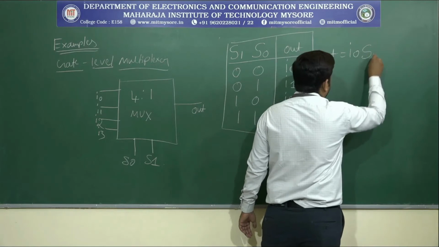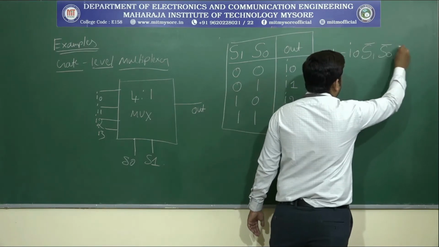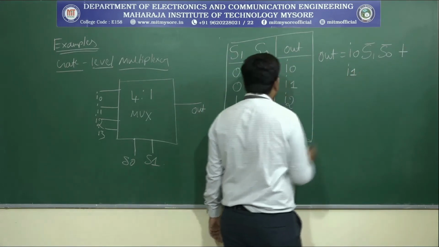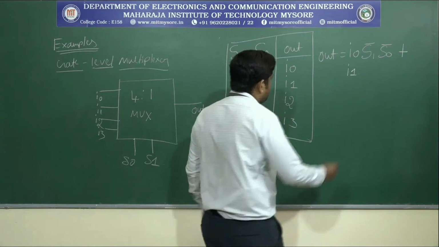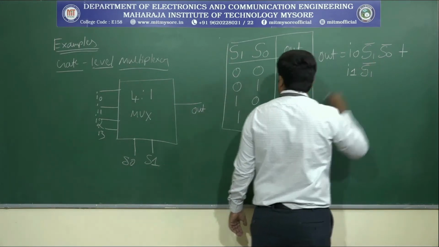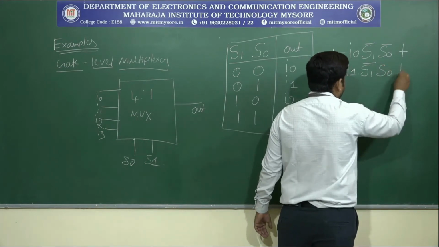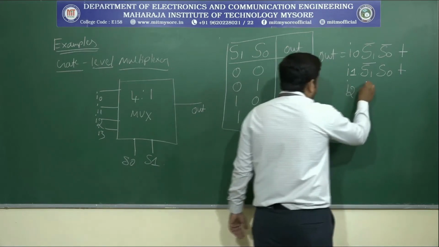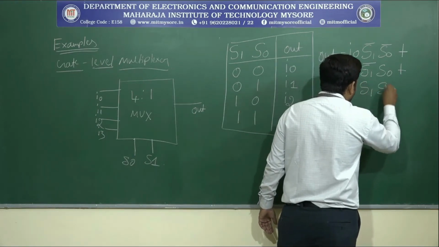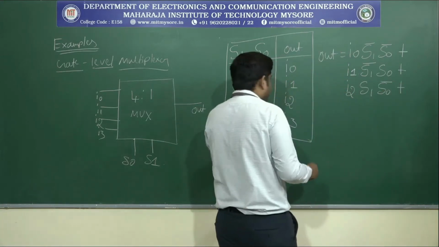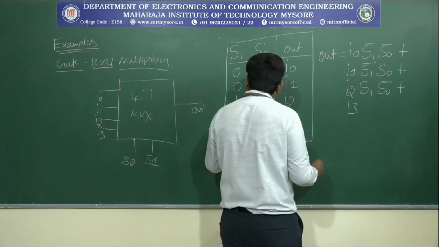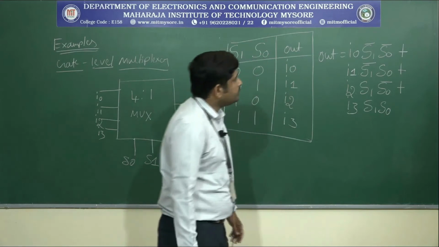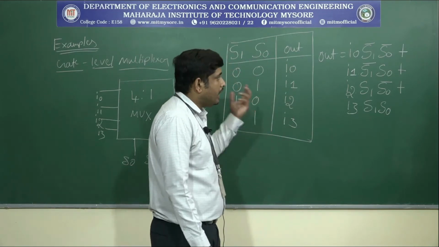That's why we write S1 bar, then S0 bar. So when you select the second line, that is I1, at that time S1 is complement 1, then S0. Then next, I2 is selected, and at that time S1 is equal to 1, then S0 is complement 1. Then the last one, I3 is selected, and at that time S1 and S0. Okay, so based on this equation we have to write a logic circuit.